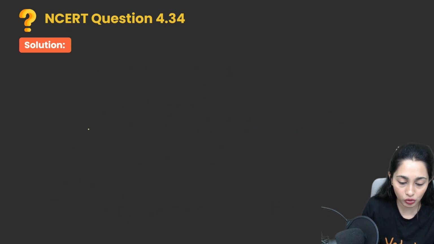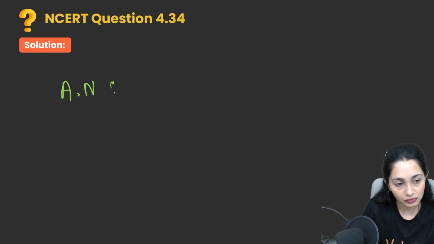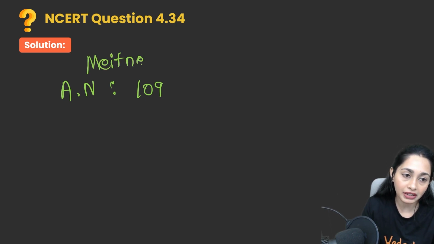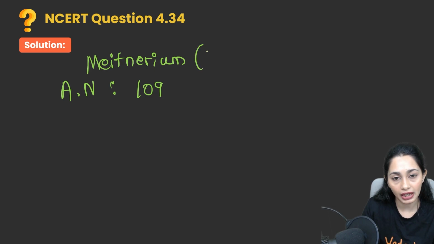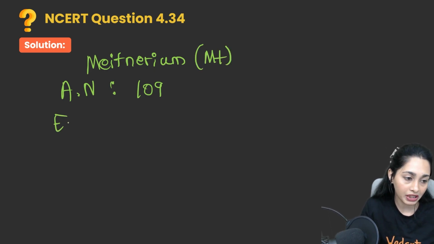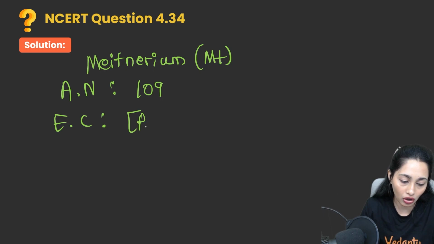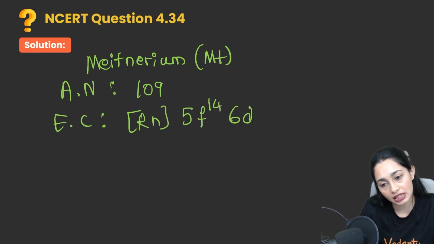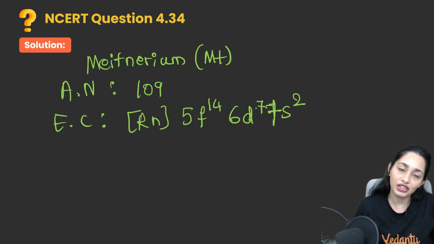We are left with the last one with atomic number 109. Wherever I have written AN, it is atomic number. Which is the element? It is meitnerium. The symbol is Mt. The electronic configuration is radon followed by 5f14, 6d7, 7s2. This is the electronic configuration.